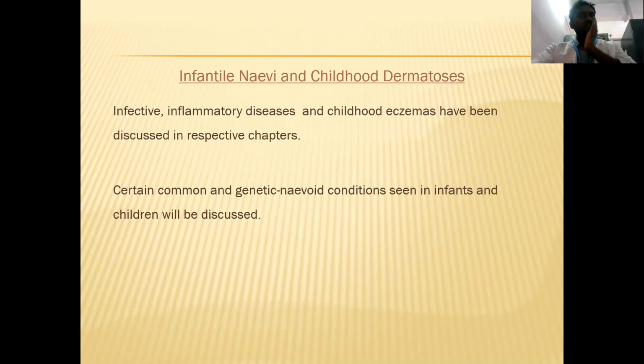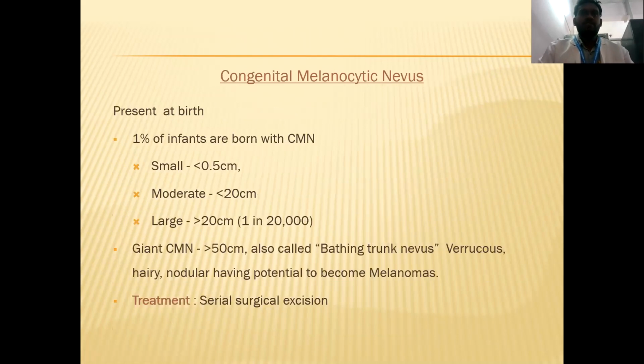So coming to the infantile nevi and childhood dermatoses. Certain common and genetic nevi conditions in infants and children will be discussed here. So one thing is congenital melanocytic nevus. So congenital melanocytic nevus will be present at birth.